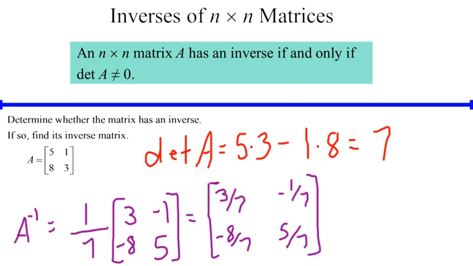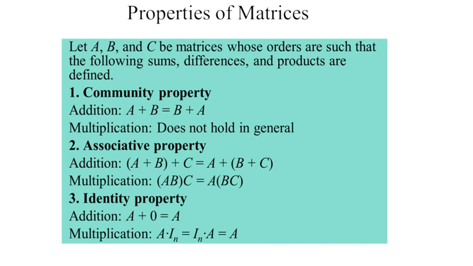If we took our original matrix A, multiplied it by this inverse matrix, our product would be the identity matrix. To end this lesson, we're going to talk about some basic properties of matrices. So if we let matrices A, B, and C be matrices whose orders or dimensions are such that the following sums, differences, and products are defined.